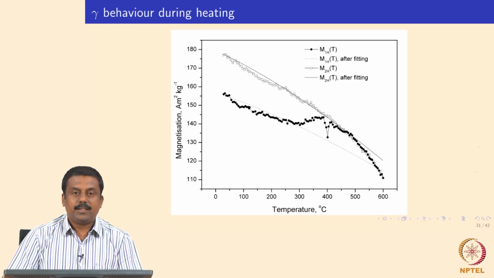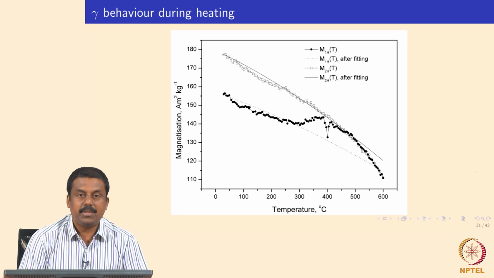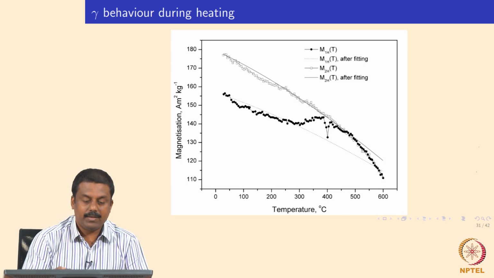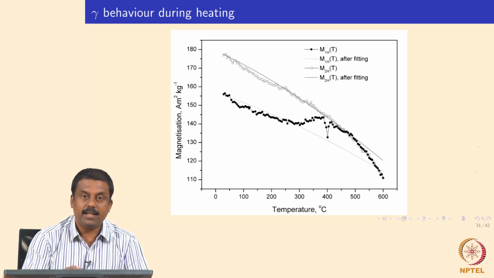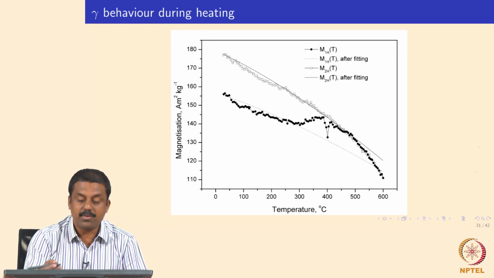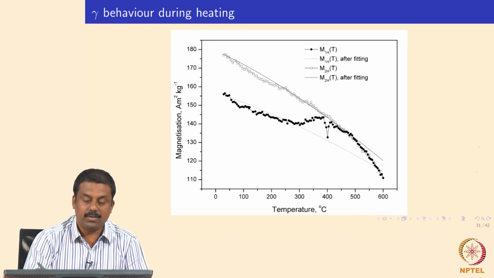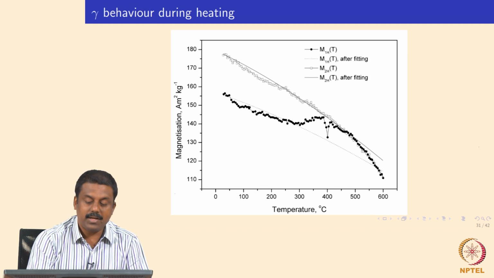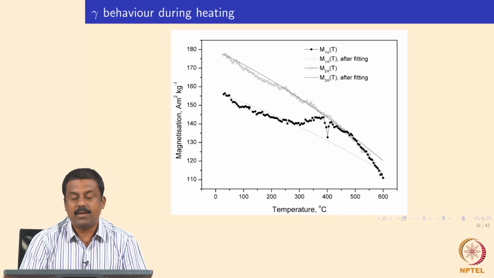So, we looked at the stability of retained austenite when heating to higher temperature using the magnetic saturation method. We looked at the effect of temperature on the mass magnetization of the sample containing retained austenite. When the sample is heated to higher temperatures, the retained austenite decomposes into ferromagnetic phases. For example, I showed you a graph in this slide, where the mass magnetization is measured as a function of temperature.